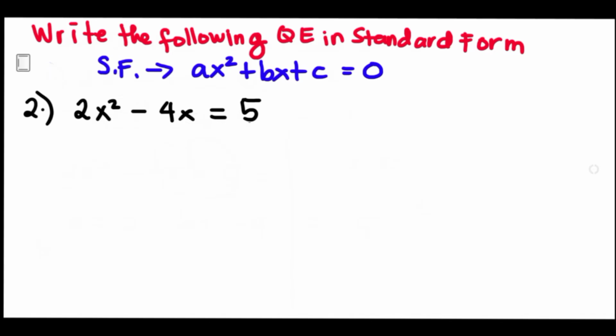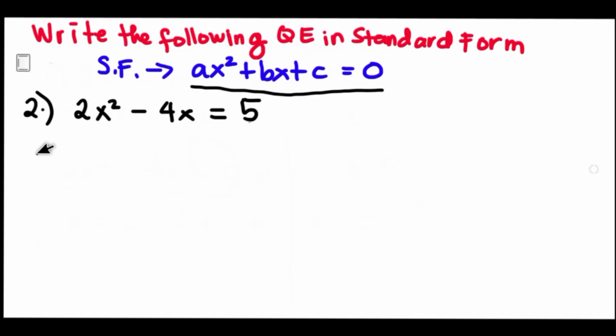Okay, let's have number 2. Write the quadratic equation 2x squared minus 4x is equal to 5 in standard form. So, dito, kung makikita natin, nandito na sa left yung 2x squared tsaka si negative 4x. Pero yung 5 na constant, nasa right side. So, kailangan ganito yung kanyang itsura. So, ang gagawin natin is, bibigyan ko kayo ng dalawang option. Pwedeng ganito yung gawin nyo.